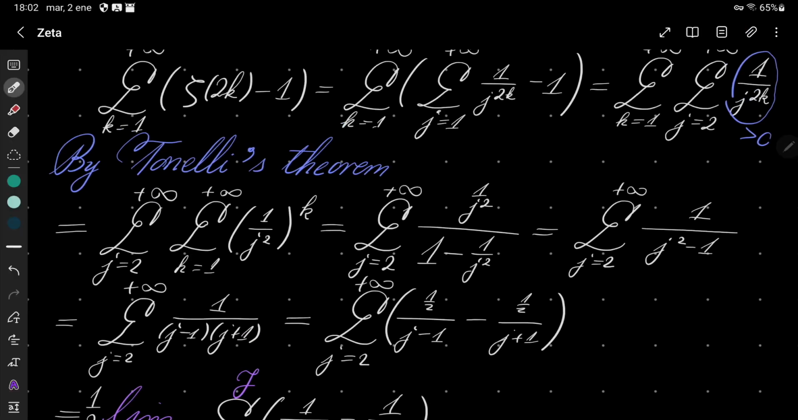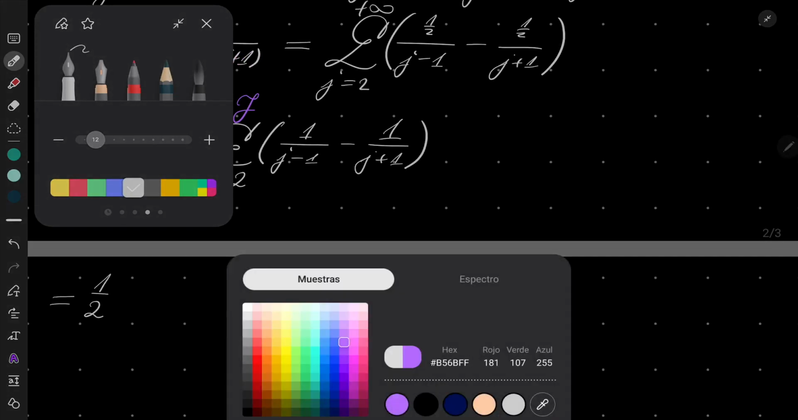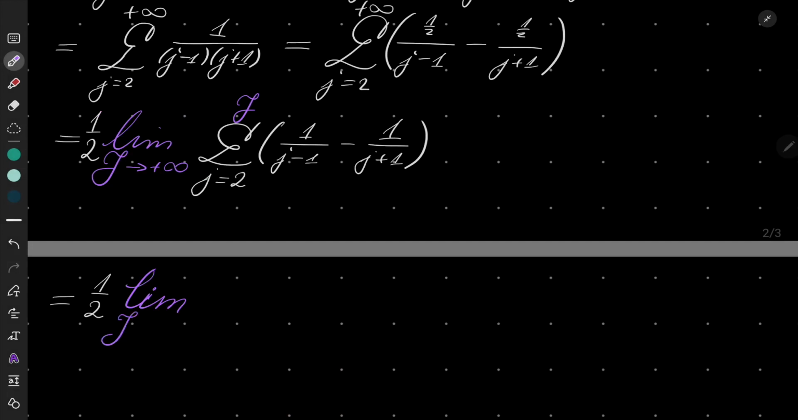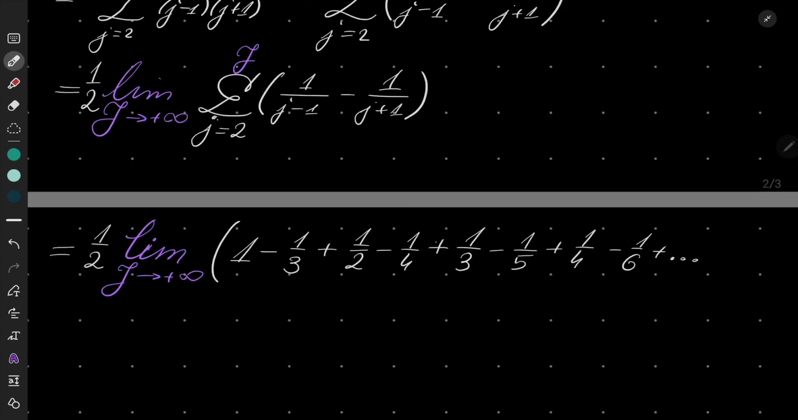And now I need a new page. And again, let's write the first terms and let's see what's happening. Let's expand our sum. If I put j equals 2, I have 1 minus 1/3. If I put j equals 3, I have 1 over 2 minus 1 over 4. If I put j equals 4, I have 1 over 3 minus 1 over 5. Then I will have 1 over 4 minus 1 over 6, and so on. The very end will be 1 over j minus 1 minus 1 over j plus 1.